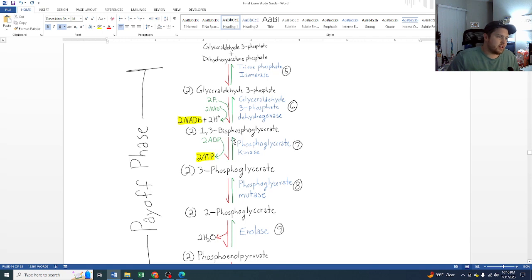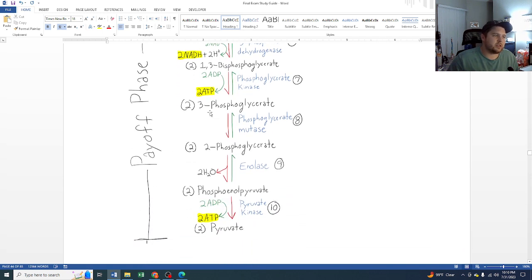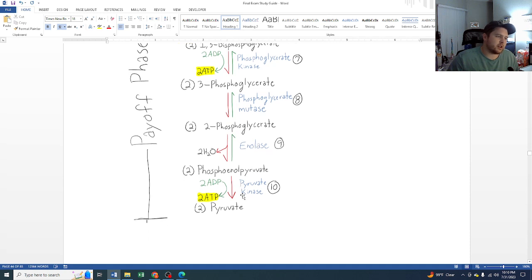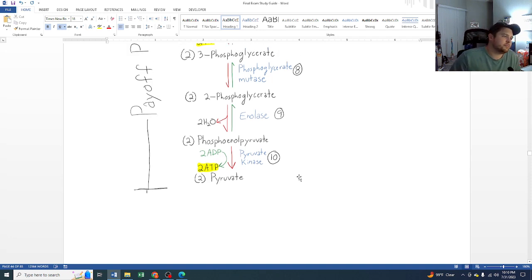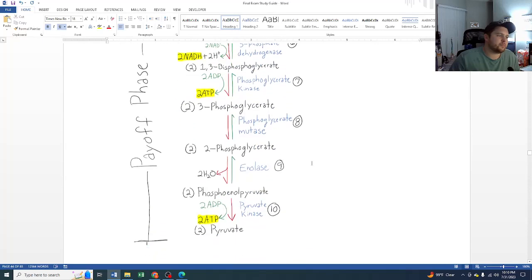Then we have phosphoglycerate kinase. The kinases are dealing with phosphates, phosphorylation. So it's going to give us our first 2 ATP, bringing us to neutral. Then we have a mutase, an enolase, and then finally pyruvate kinase, which gives us that last ATP to finally create pyruvate. Those are 10 different steps.